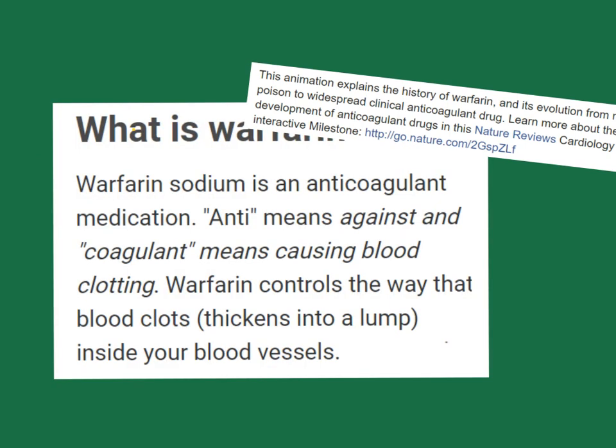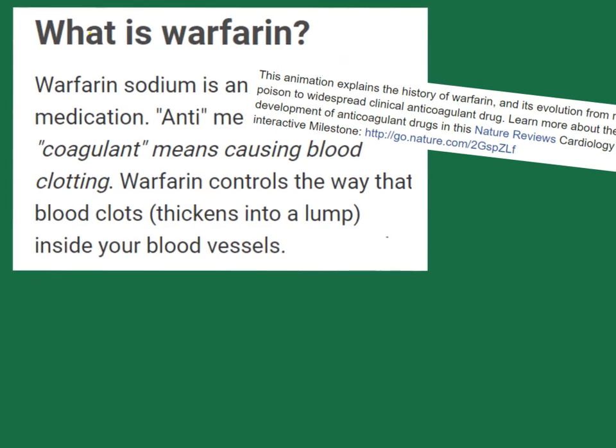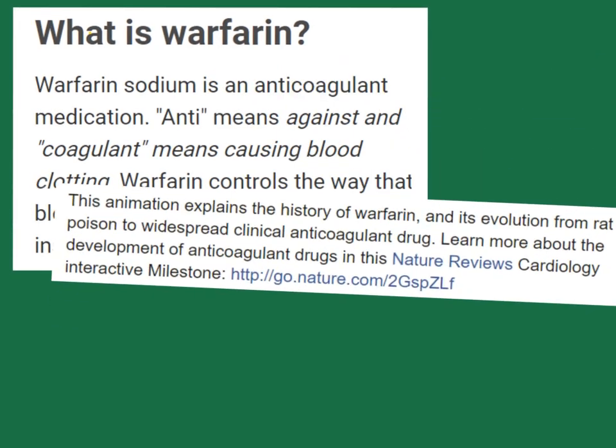What is warfarin? Warfarin sodium is an anticoagulant medication. Anti means against. Coagulant means causing blood clotting. Warfarin controls the way the blood clots, thickens into a lump inside the blood vessels. This is why it can be used to treat people who are susceptible to blood clotting.